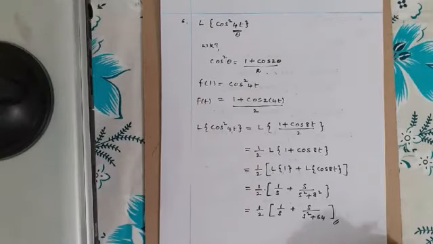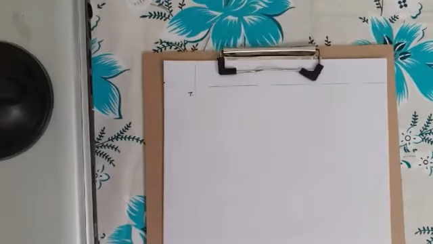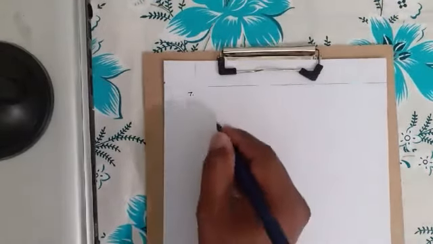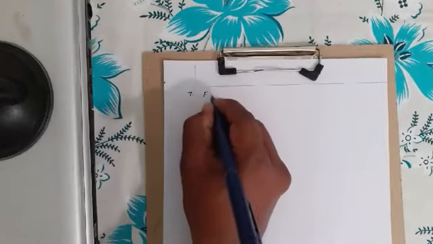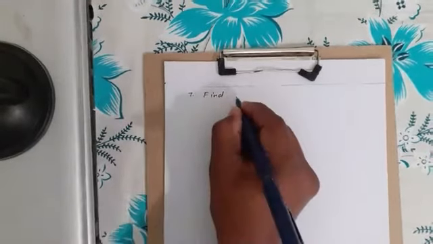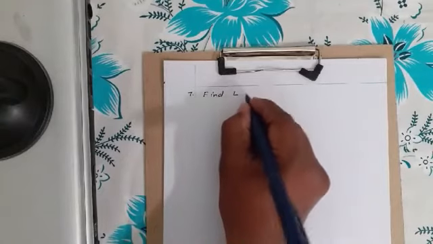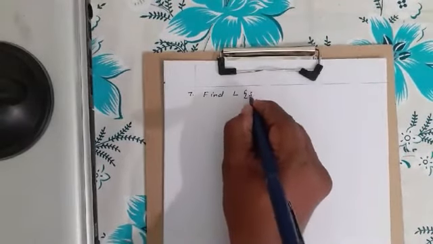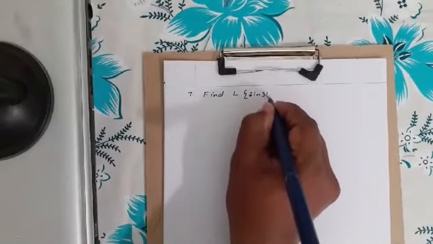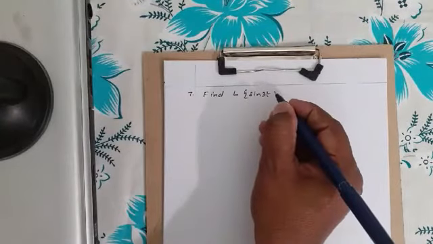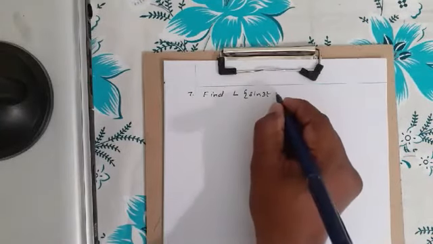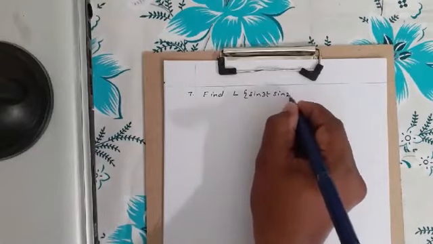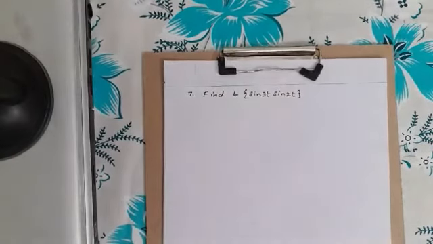Now after this sixth one, let us do the seventh problem. The seventh problem is: find Laplace of sin 3t sin 2t. The problem will be given in this way.